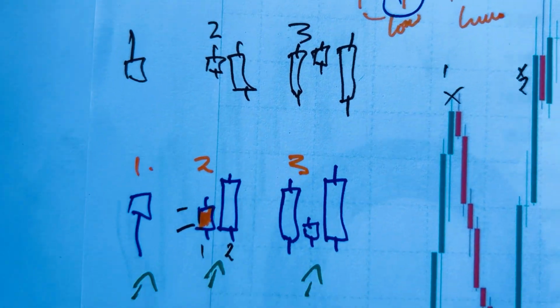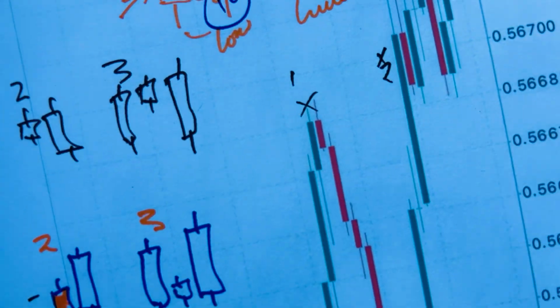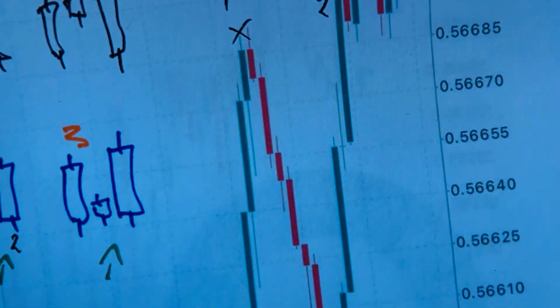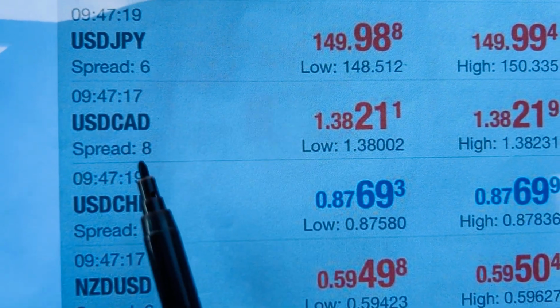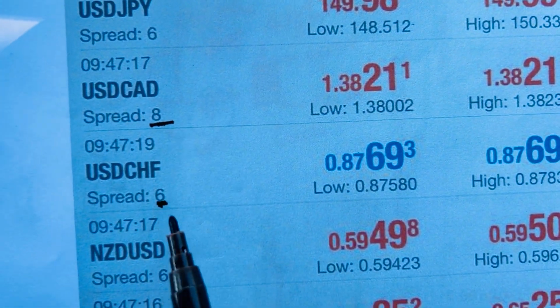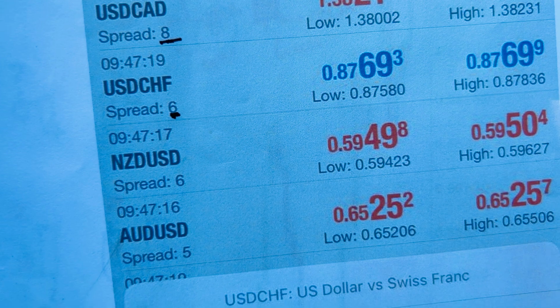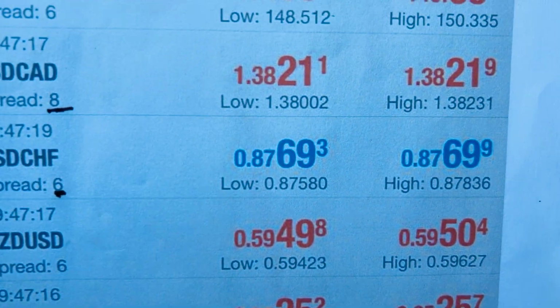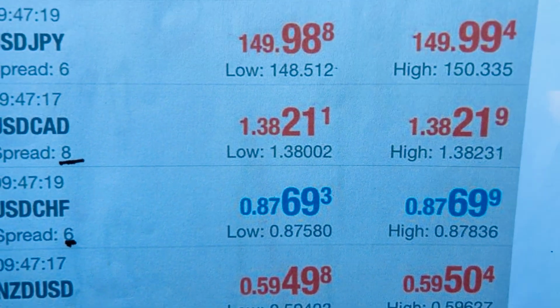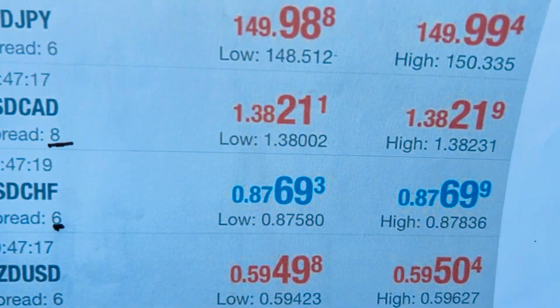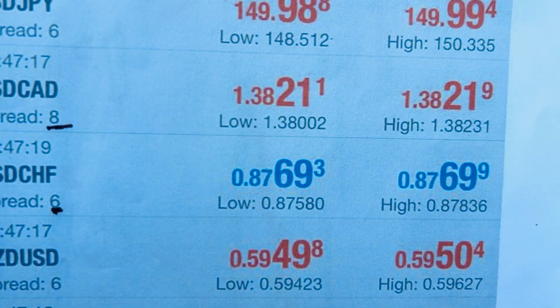Engulfing, as I explained, when we trade the market, please make sure that you're using the same broker that I recommend, so that you can have a lower spread. Because if you don't have a lower spread, the candlestick patterns that you should be looking for, you might not find them in the same way that you should be getting them. So in this case, let me show you.